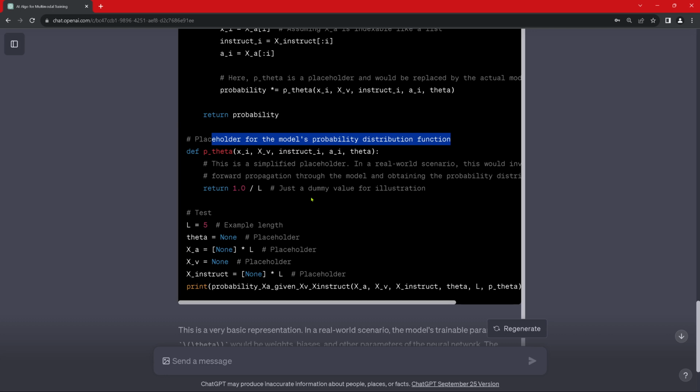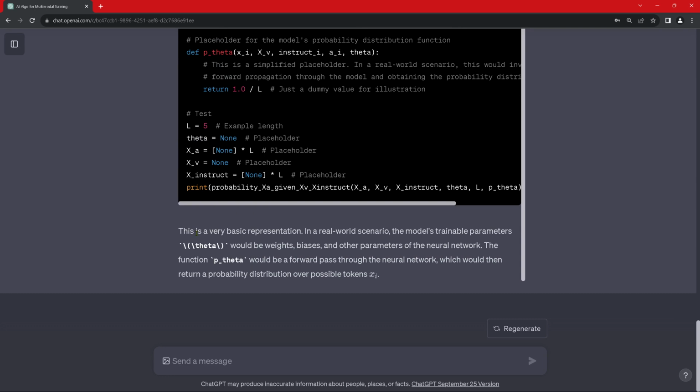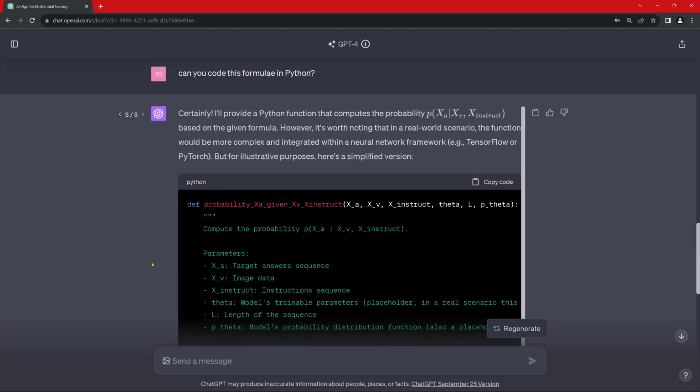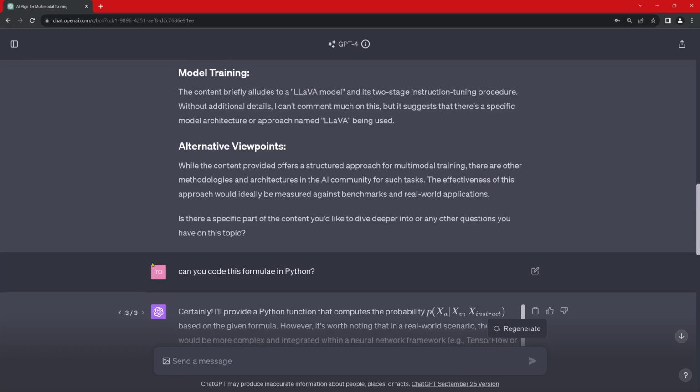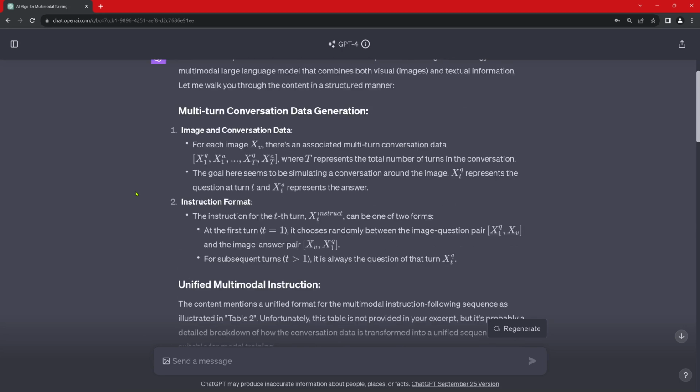And of course, you need the neural network in the background. This is just for demonstration purposes. And it even provides a test. It says, hey, if L is 5, equals 5, theta is None and this is None. So yes, we have this here. And then it tells us, hey, this is a very basic representation. In a real-world scenario, the model's trainable parameters theta would be weights, biases, and other parameters of our neural network. The function p theta would be a forward pass through the neural network, which would then return a probability distribution over all the possible tokens xi that we have. But heaven's sake, this is absolutely amazing. This is the first time, and I have to tell you, I am blown away.